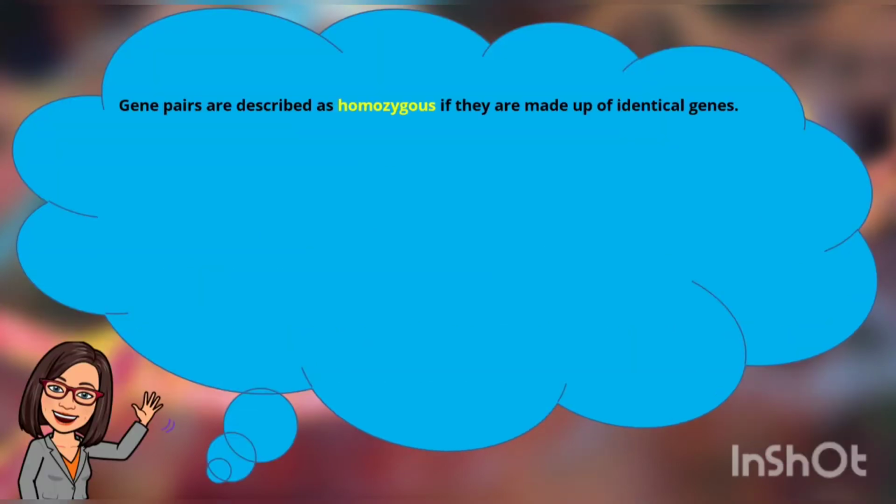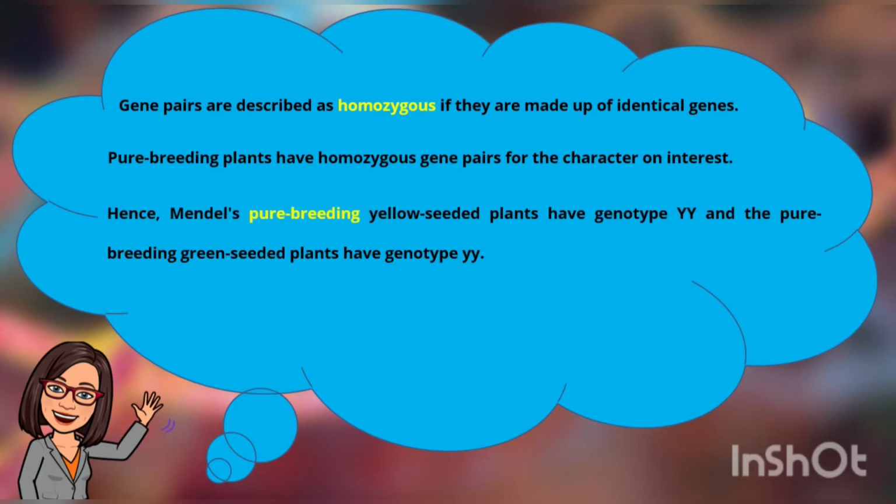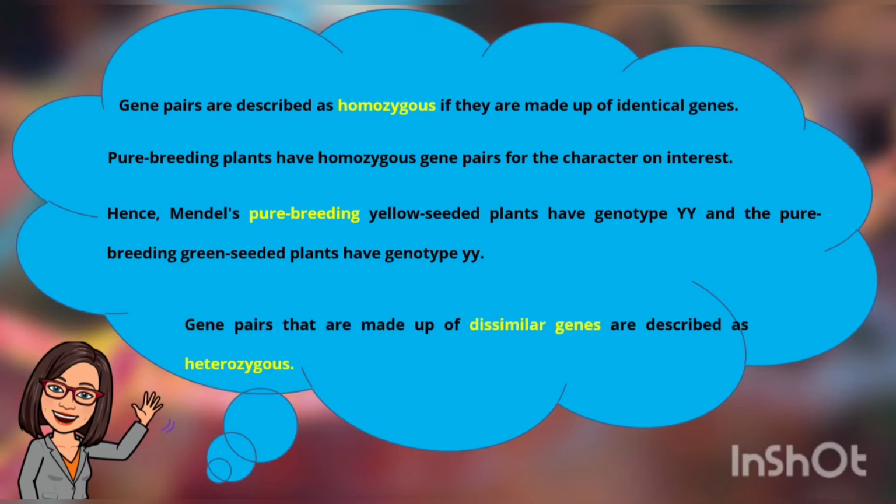Gene pairs are described as homozygous if they are made up of identical genes. Pure breeding plants have homozygous gene pairs for the character of interest. Hence, Mendel's pure breeding yellow-seeded plants have genotype capital letters YY, and the pure breeding green-seeded plants have genotype small letters yy. Gene pairs that are made up of dissimilar genes are described as heterozygous.